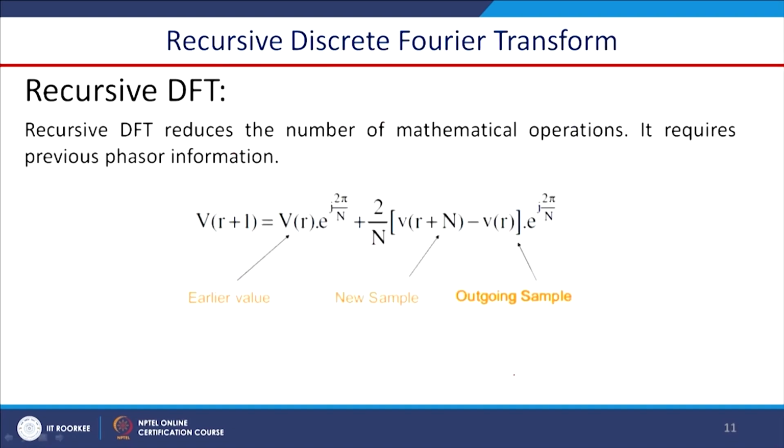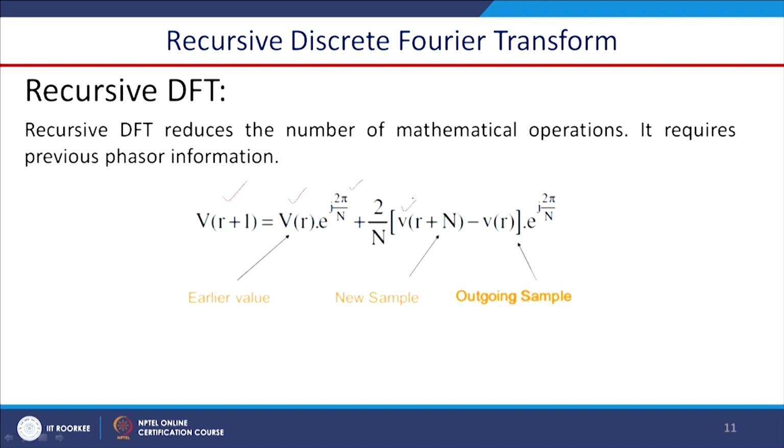Now we will come to the mathematical expression of this recursive DFT, or recursive discrete Fourier transform: capital V r plus 1 is equal to capital V r into e to the power j 2 pi by n, plus 2 by n small v.